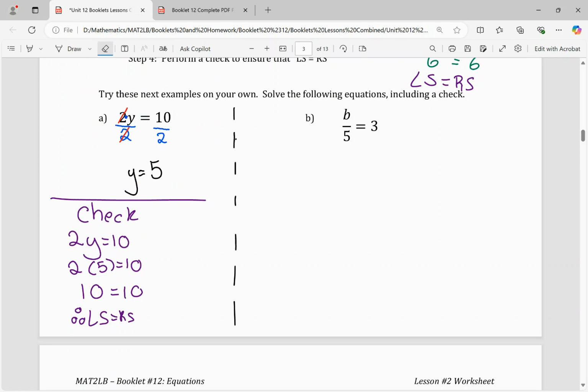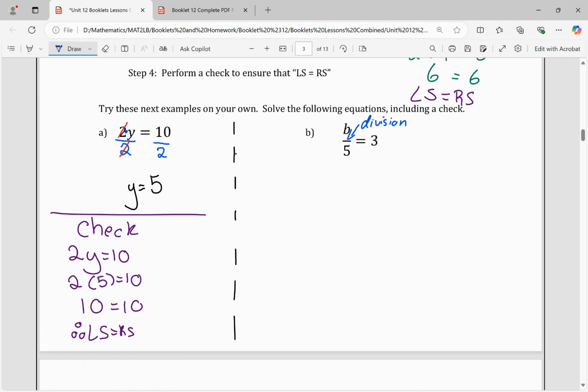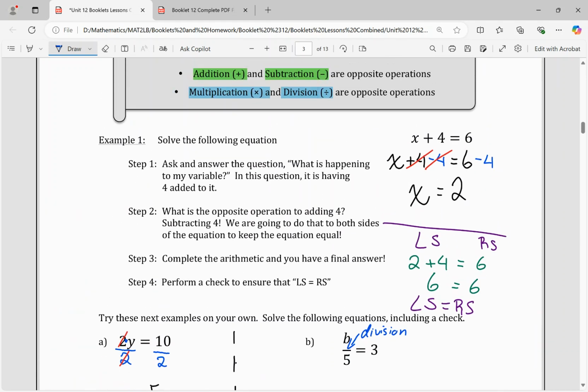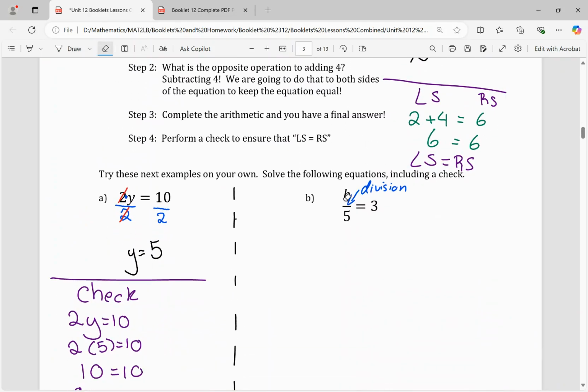So we ask ourselves, how is the 5 connected to the variable? Well, the 5 is connected through division. Okay, so you need to use the opposite operation. The opposite of division is multiplication. So the opposite of dividing by 5 is multiplying by 5.